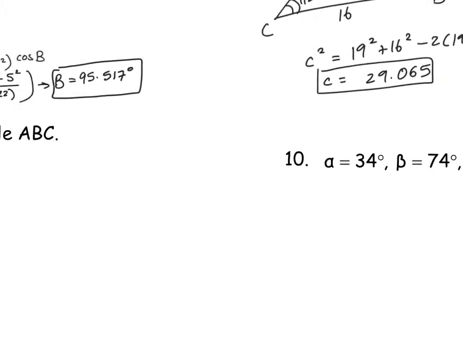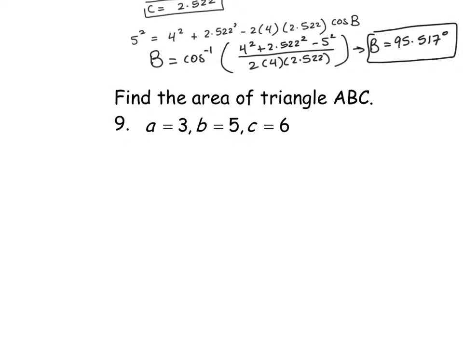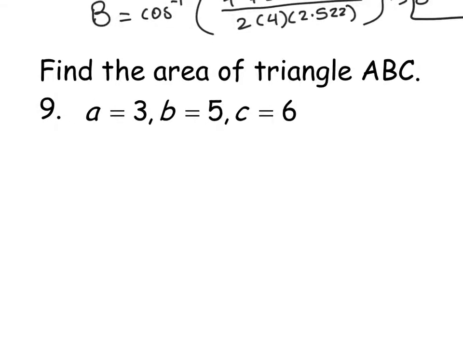Now let's move on to number 9 and 10, where I'm required to find the area of the triangle. If I look at this triangle, I see that all three sides are given. So let me first of all check that this triangle exists. The sum of any two sides is larger than the measurement of the third side, so then we're good.